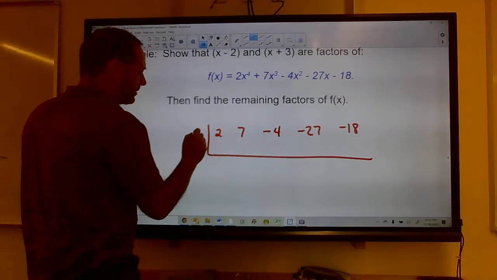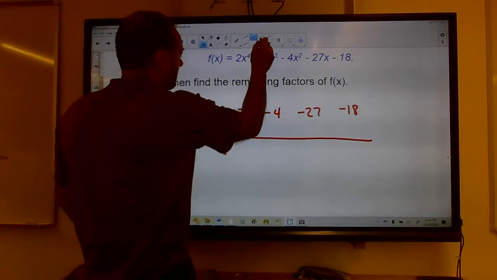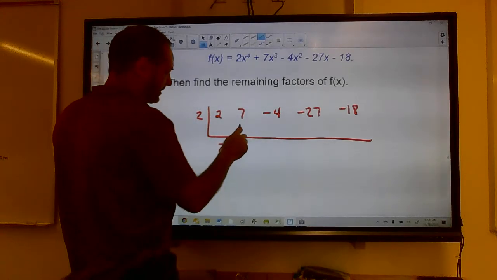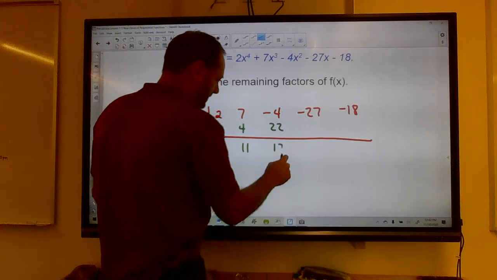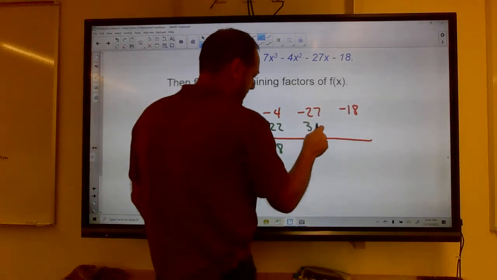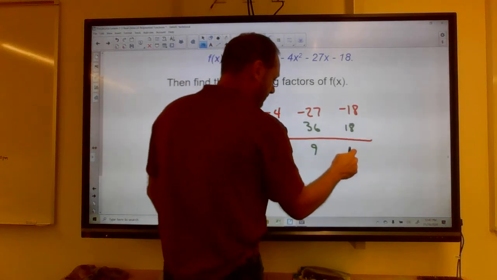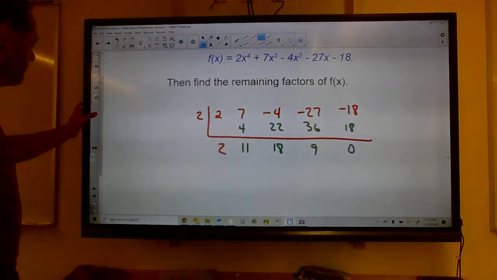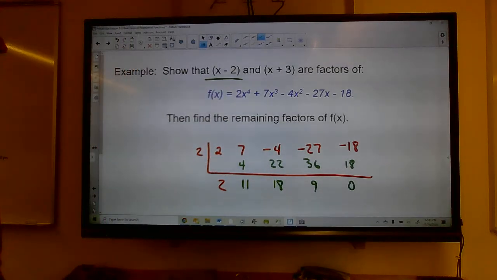And we're going to put in a 2 right here. We're going to drop our 2 down. And let's see, 2 times 2 is 4. That'd be 11, 22, that'd be 18, that'd be 36, that'd be 9, and that would be 18, and that would be 0. So that shows that that is definitely a factor.